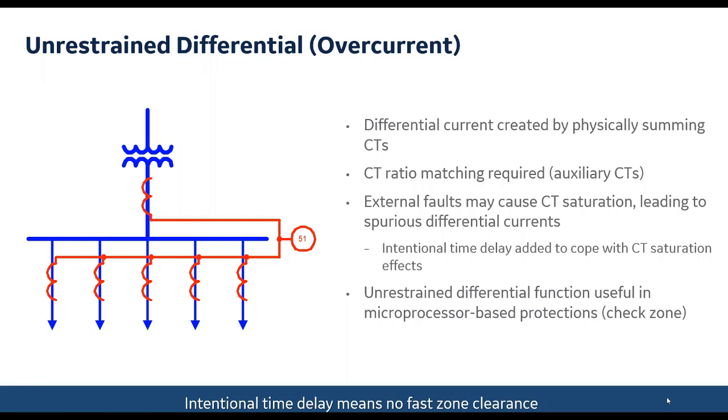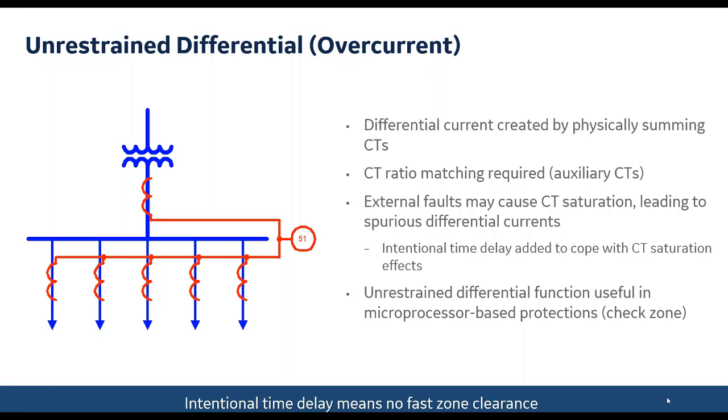So typically a differential current is, as we mentioned, created externally. For this scheme, the differential is created externally to a current sensor, the current sensor being the relay, by summing all of the current CTs. Obviously, when you're paralleling CTs, you're going to have to match the CT ratios. So CT ratio matching is required. If the CT ratios don't match, you might have to add auxiliary CTs to the circuit to be able to match the CTs.